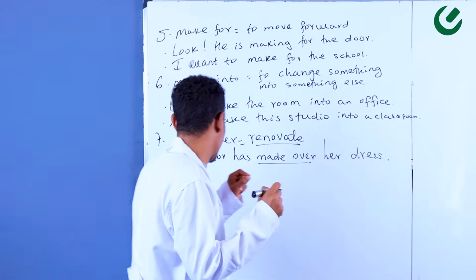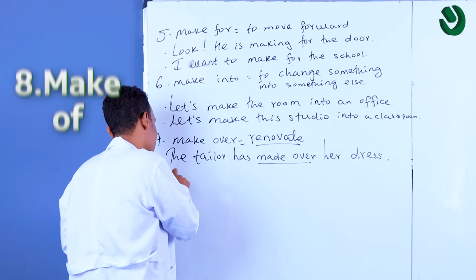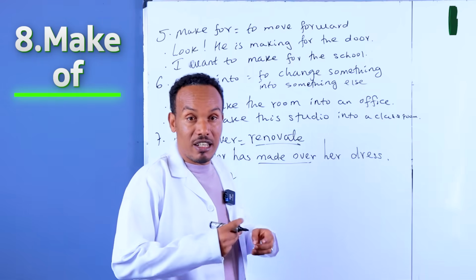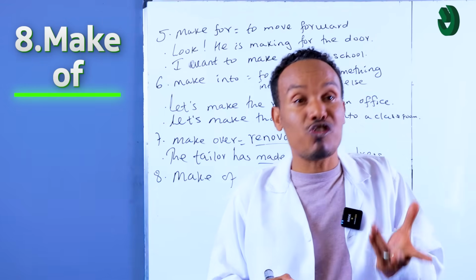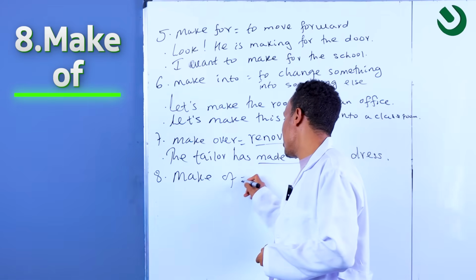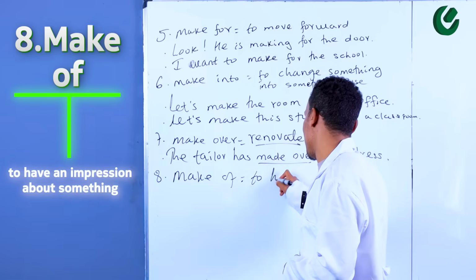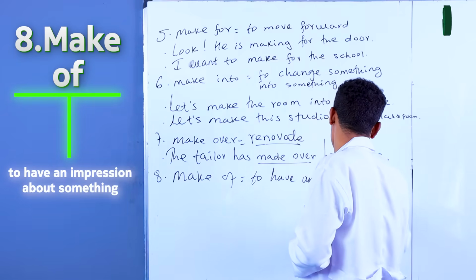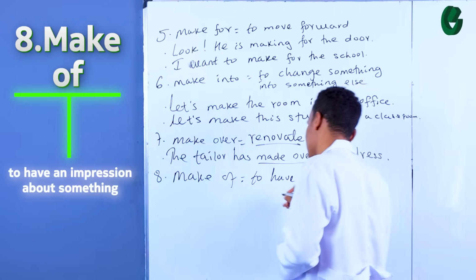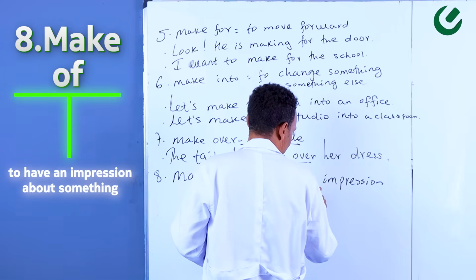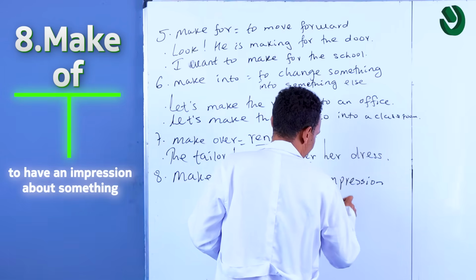All right. Interesting. And number 8 is make off. Make off. You know the meaning of make? You know the meaning of off? Yes. To make off means to have an impression about something. To have an impression about something. That's the meaning of make off, all right?